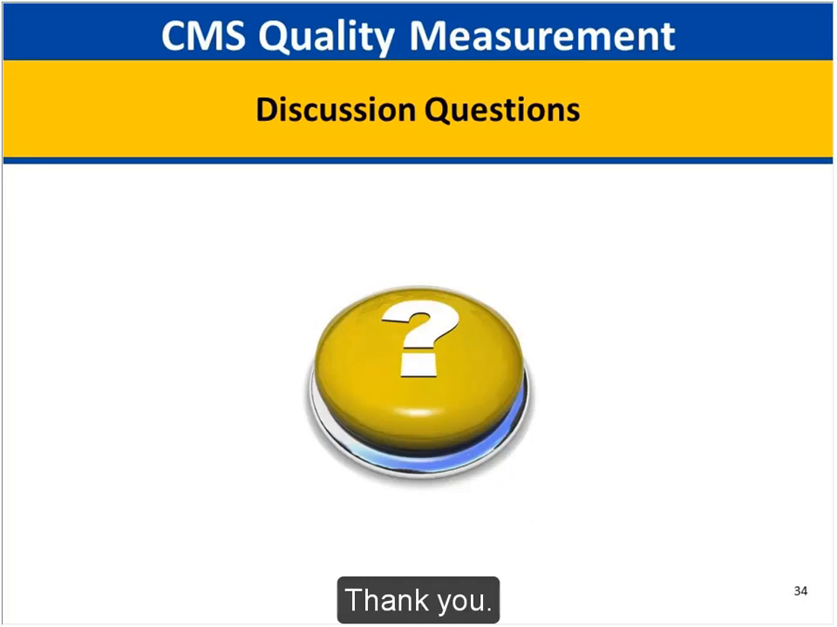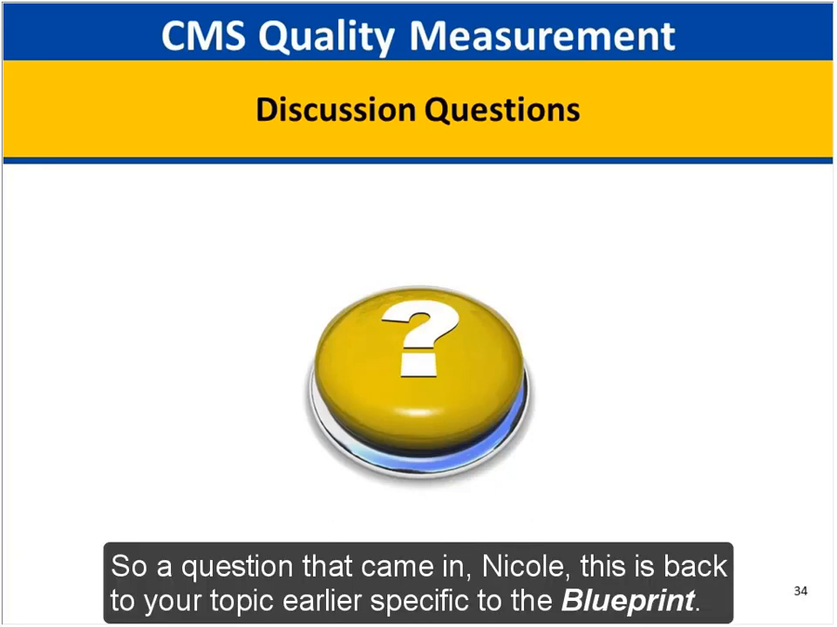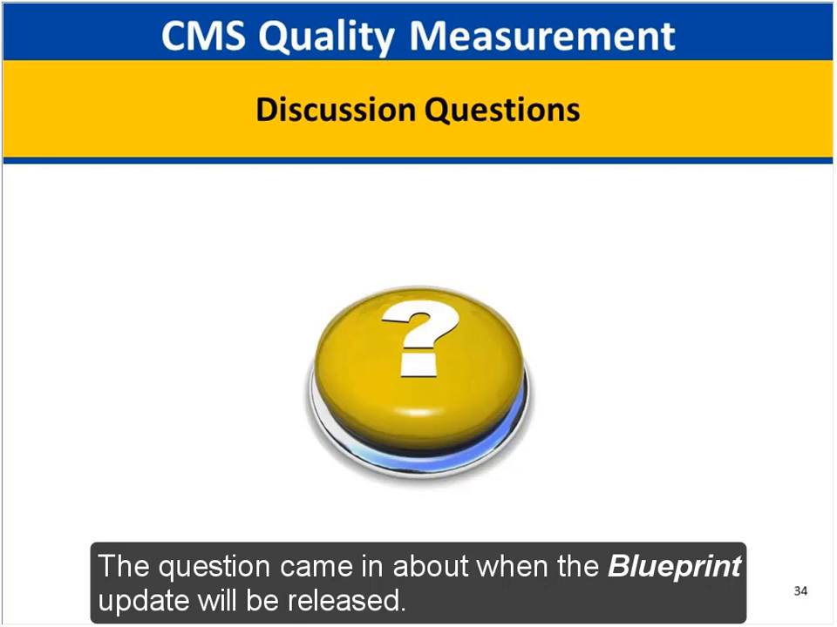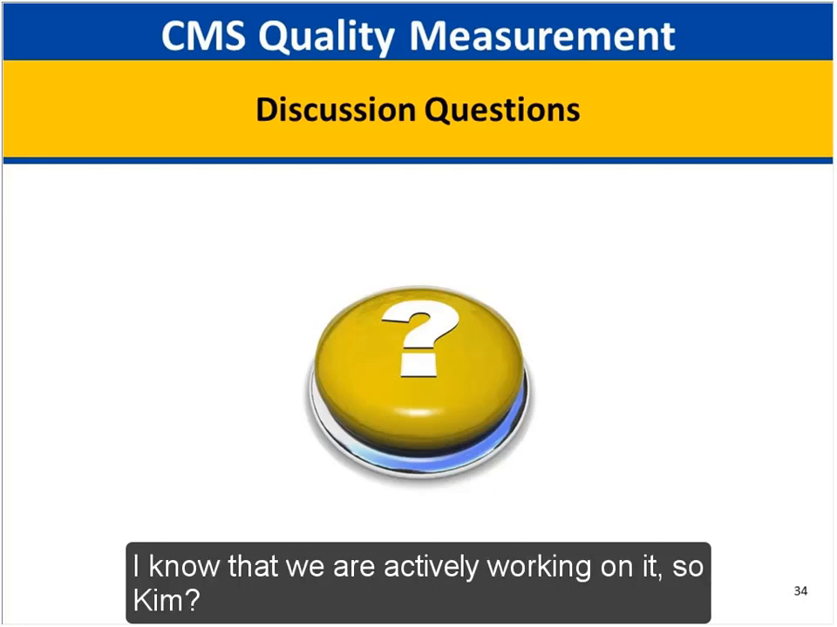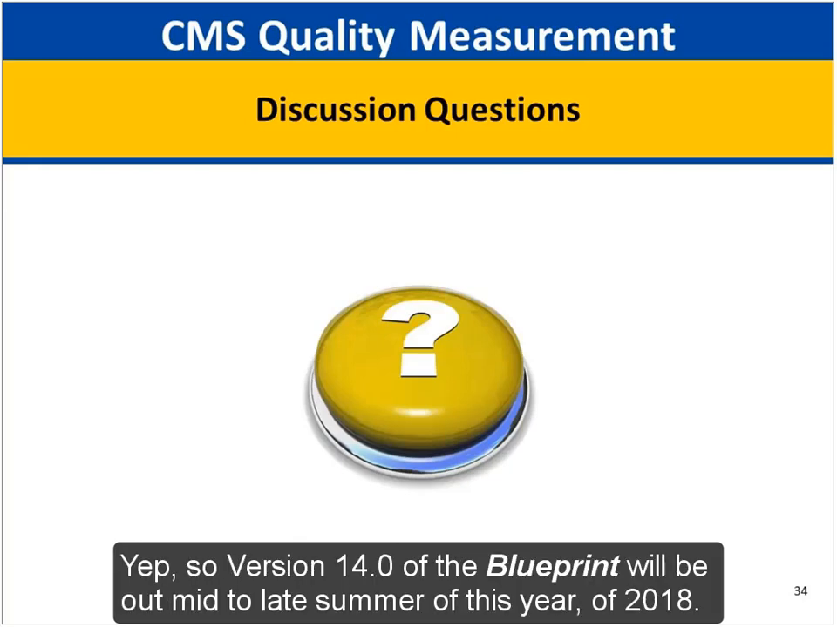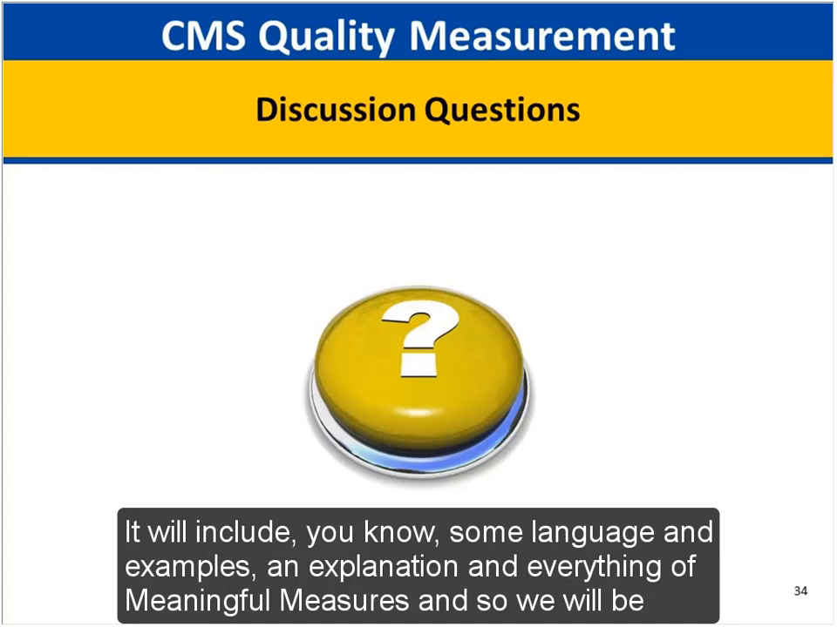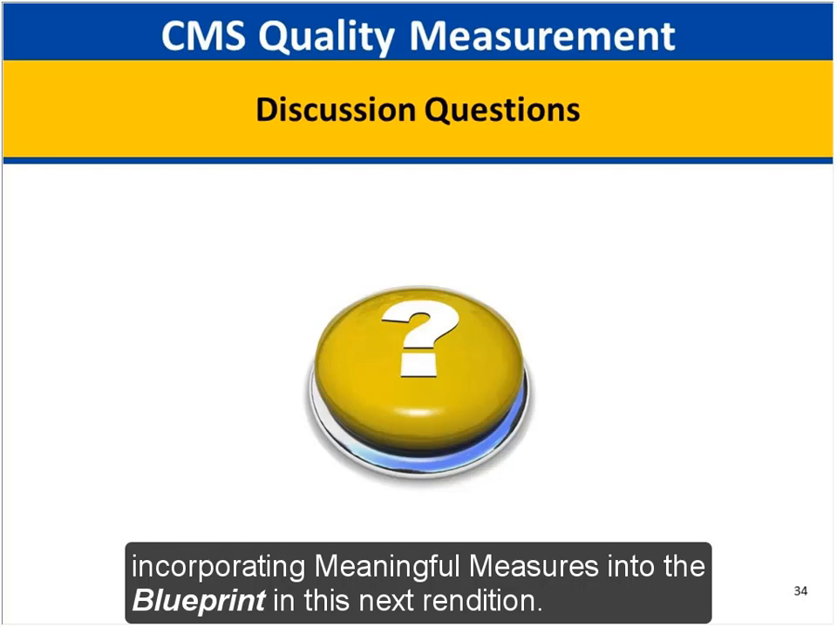Okay, great. Thank you. So a question that came in, Nicole, this is back to your topic earlier, specific to the blueprint. The question was about when the blueprint update will be released. Sure, and I can actually let Kim chime in on that. I know that we are actively working on it. So, Kim? Yep. So, version 14.0 of the blueprint will be out mid to late summer of this year, 2018. And it will include some language, examples, and explanation of meaningful measures.